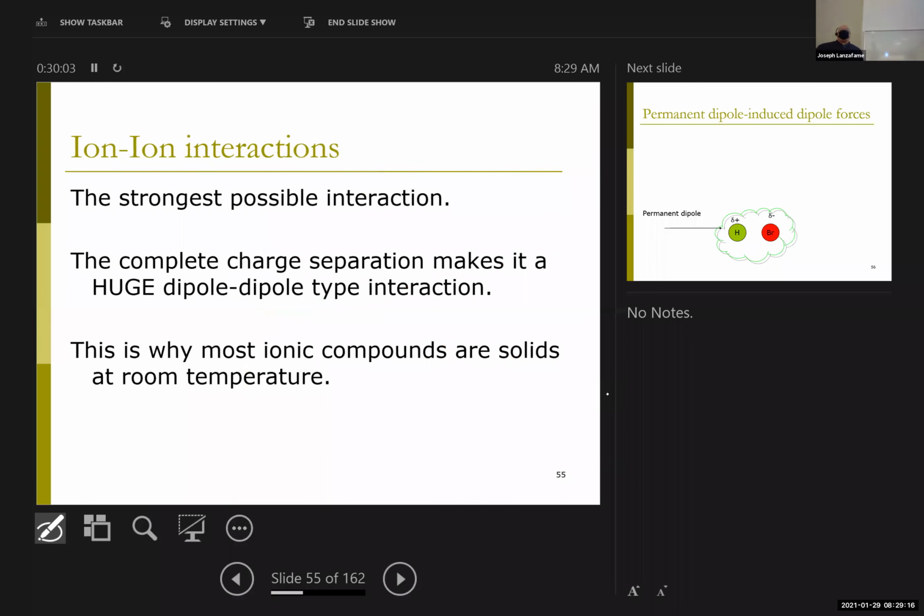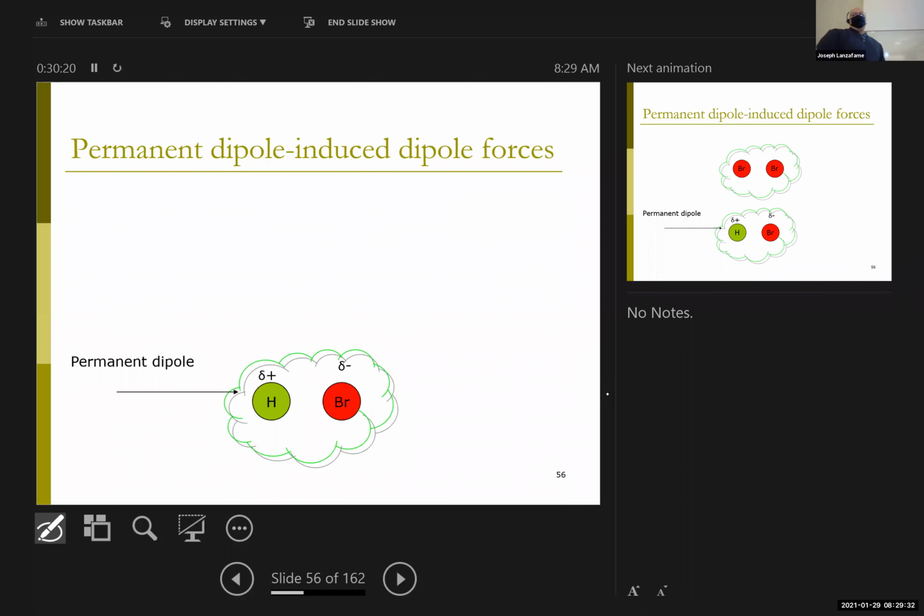All right, this is by far the strongest possible interaction. One of the easiest things to say definitively in this entire subject is that the ionic interaction trumps everything. And you'll see what I mean in a minute when we go through some melting points and boiling points.